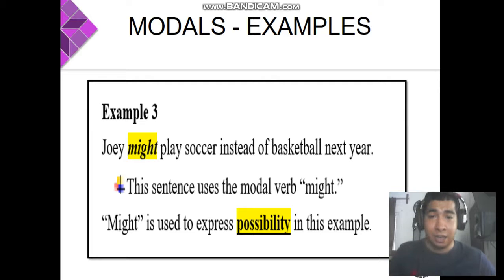En el example number 3, dice así: Joy might play soccer instead of basketball next year. So Joy might play soccer instead of basketball next year. En este caso, la palabra que estamos utilizando como modal verb es might. Y might is used to express a possibility in this example. ¿Qué quiere decir con esto? Que Joe puede o no jugar soccer en vez de baloncesto el próximo año. No es algo seguro. It's not an assurance, por así decirlo. It's just a possibility. So cuando hablamos de possibilities, utilizamos la palabra might.